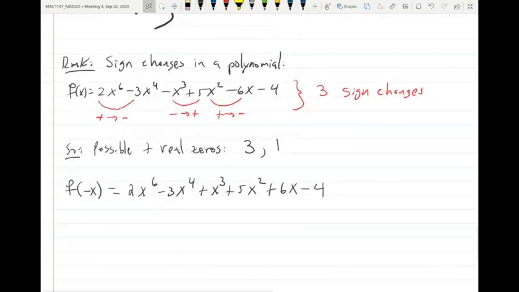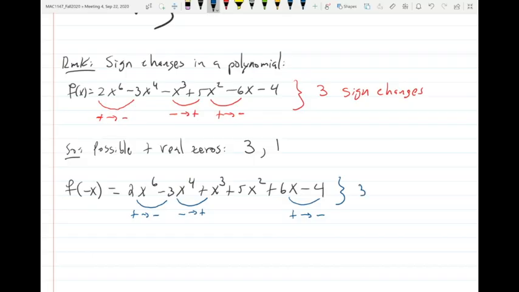Okay, and now we repeat the same process. Let's count the number of sign changes that we have here. So here we have 1 sign change from positive to negative, another sign change from negative to positive, and then stay, and then at the end we have another sign change from positive to negative. So how many sign changes did we find here? 3 sign changes.